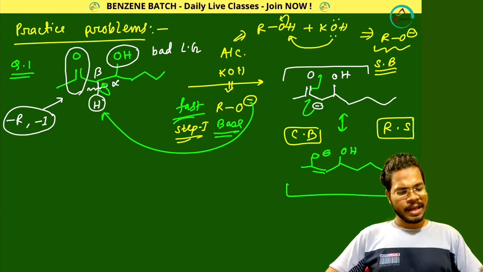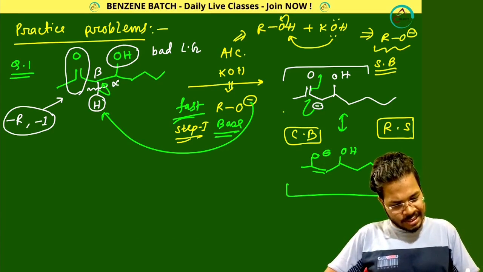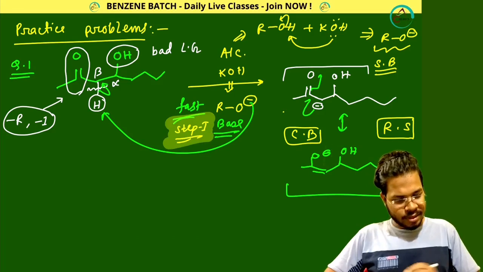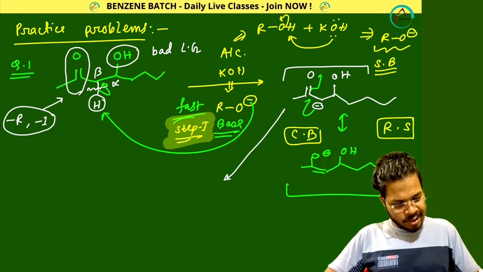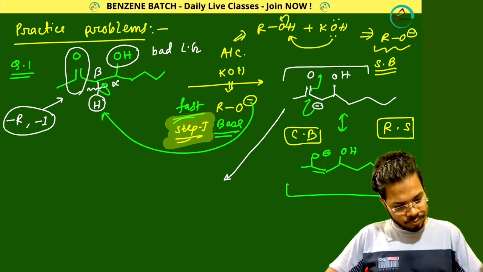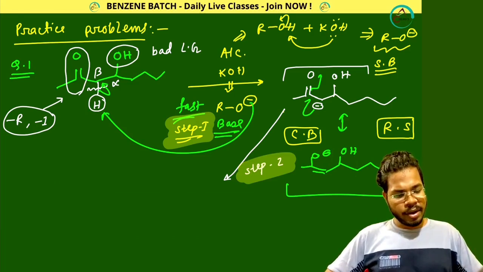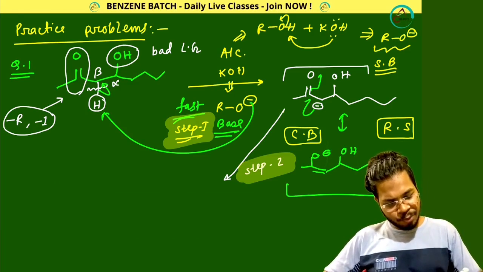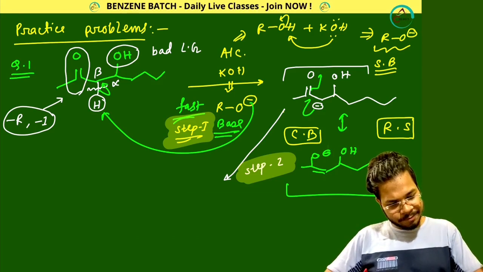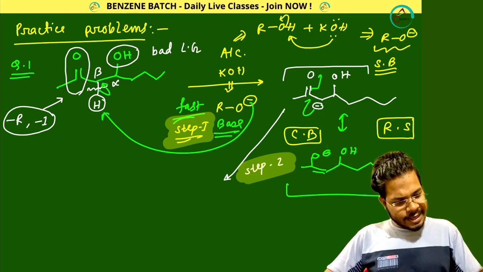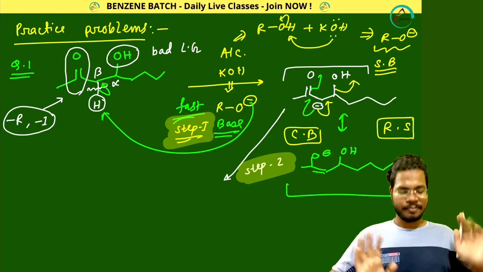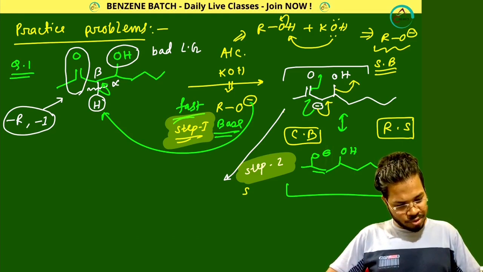Okay, this was your step 1. So the next step, what will happen? This system will participate in step 2. Whenever it participates in step 2, what product will you get? The negative charge will come over here, and this leaving group will leave the system, and this will be my slow step.